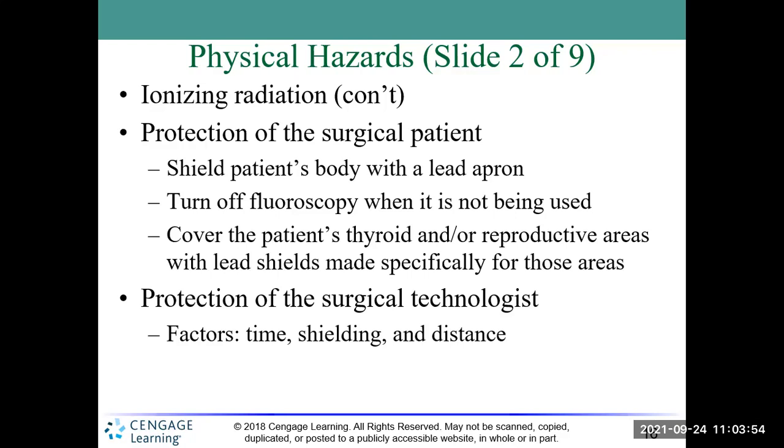With protecting yourself, it's about time. So it's about how much time the ionizing radiation is being administered. Are you shielding? Are you staying a fair distance away from the radiation emission machine? So just keep all of that in mind while you're in these cases.